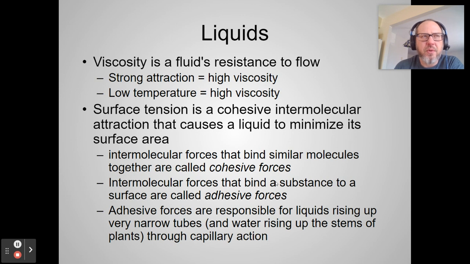This is also important for motor oil, right? And the viscosity rating on your motor oil just describes how thick it is, right? So 5W30 or 10W40, something like that, right?